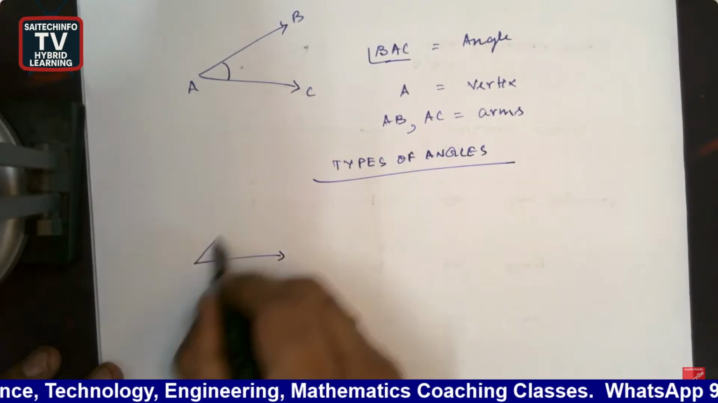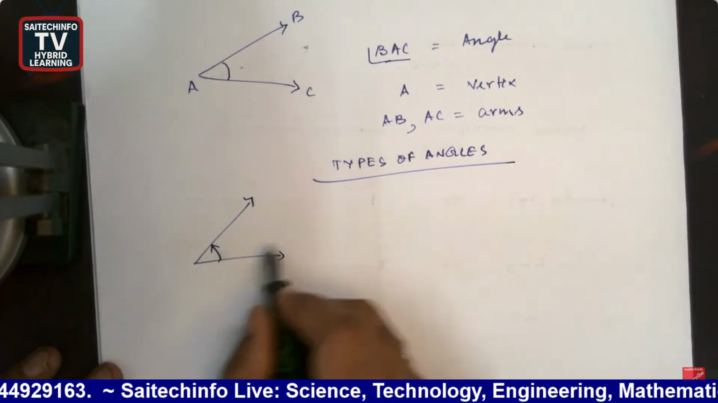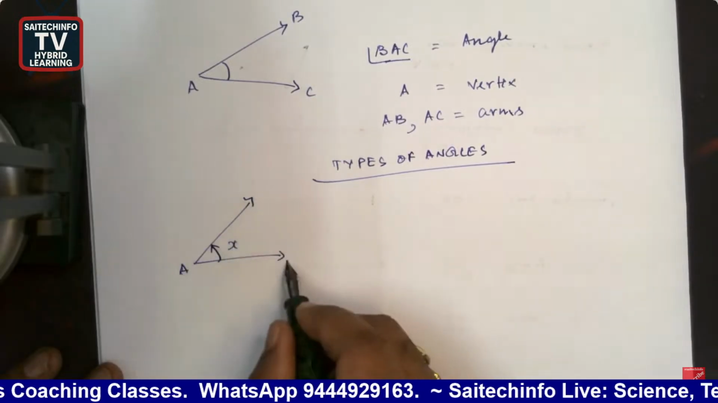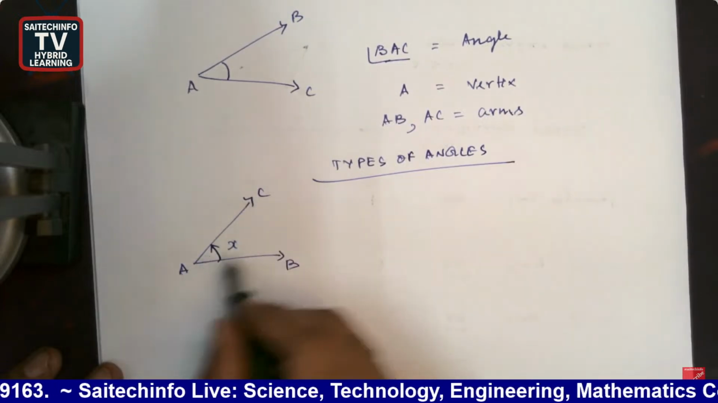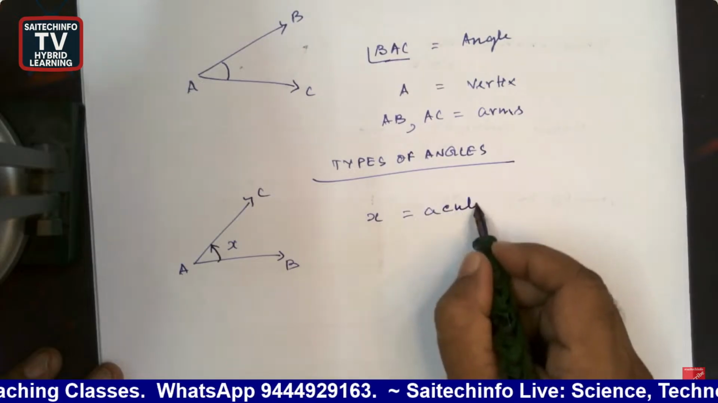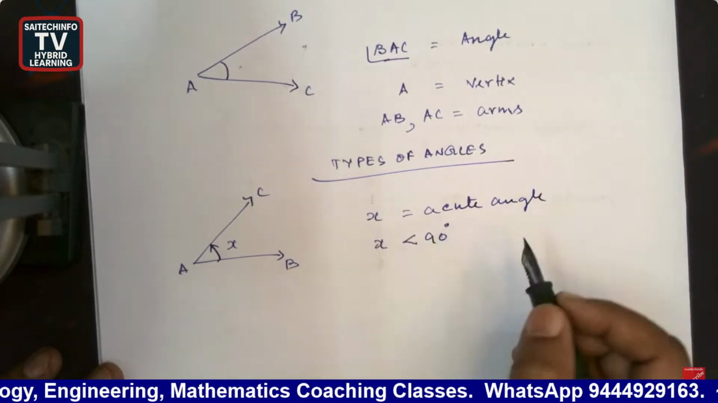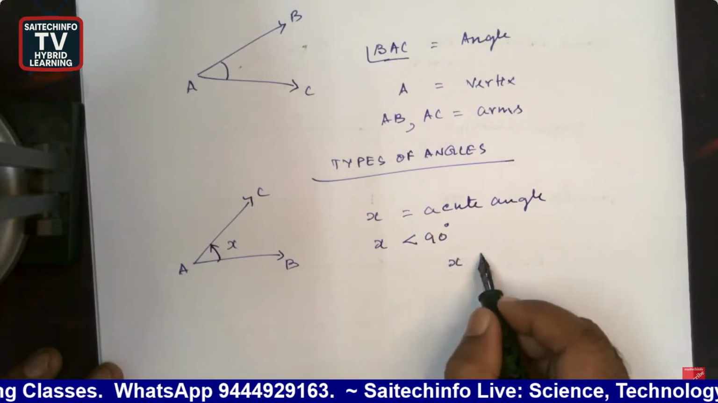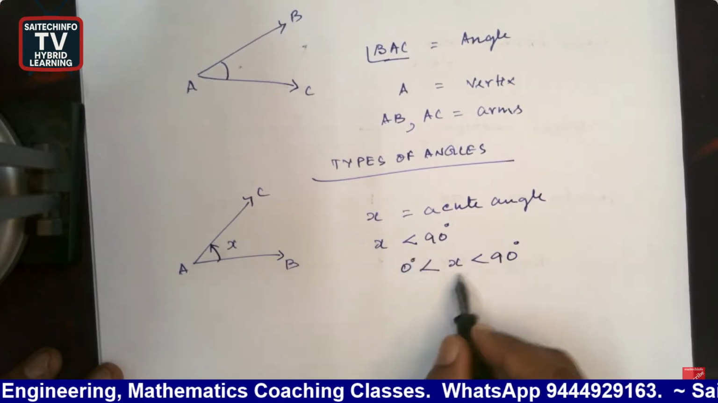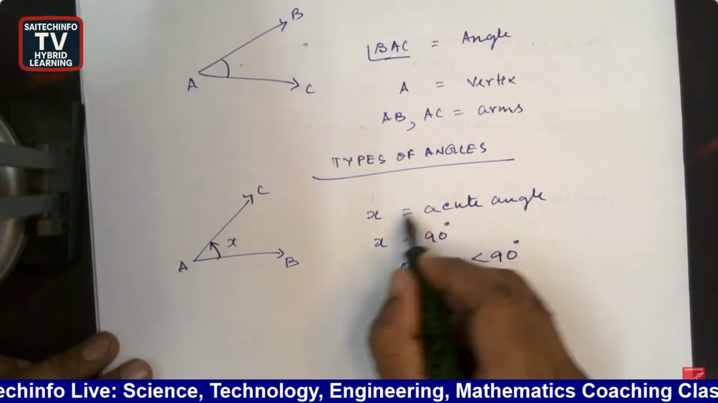When the two arms of the angle have an angle less than 90 degrees, let us call it X. This is A, this is B. You can either call this B or C, whatever it may be. Now this angle X is called the acute angle. It means X is less than 90 degrees, and this can also be represented as 0 is less than X. So X lies between 0 and 90 degrees. This is the way you can represent it. Okay, so this is an acute angle.